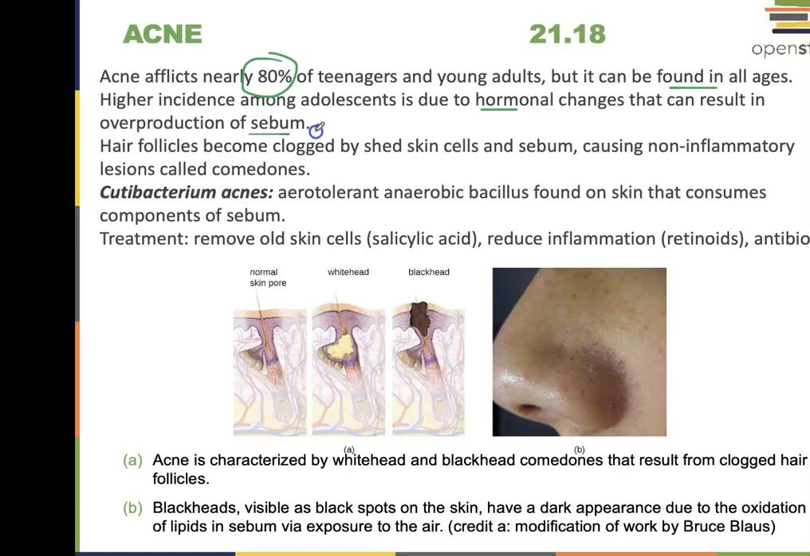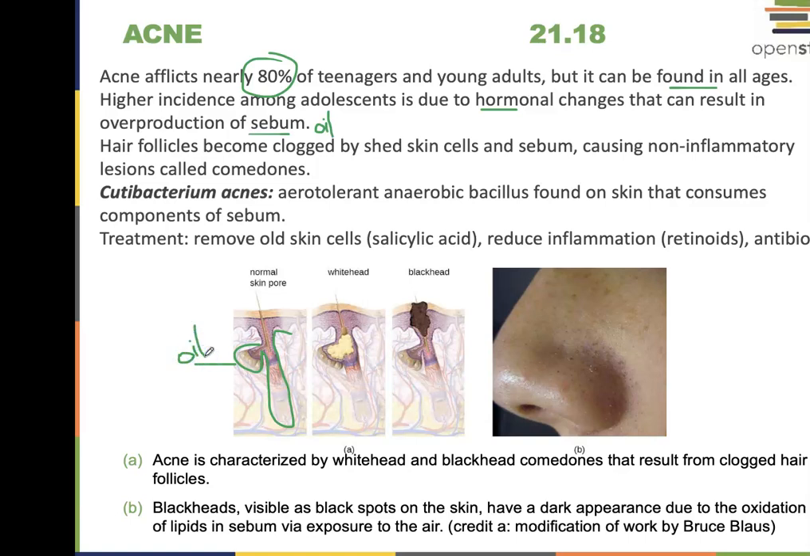Sebum is that oil that is found in our skin, and it can contribute to acne because it's what the bacteria like to eat. So if you look at the picture here, we have a normal hair follicle. So the hair goes down. The hair follicle is this whole structure here. Every hair follicle is going to have a gland, right? That's called the sebaceous gland, and that's going to be where your oil is formed, right?